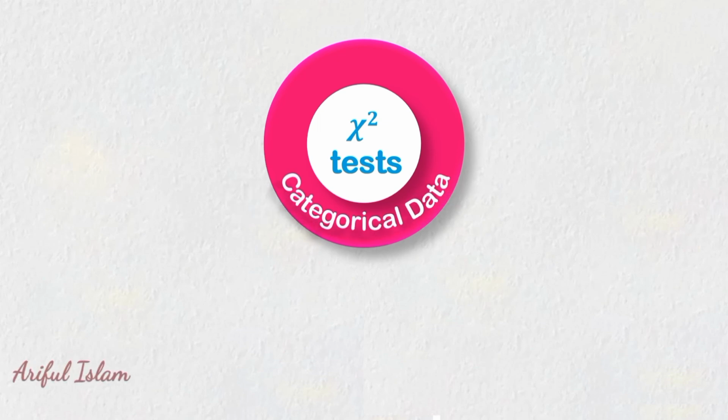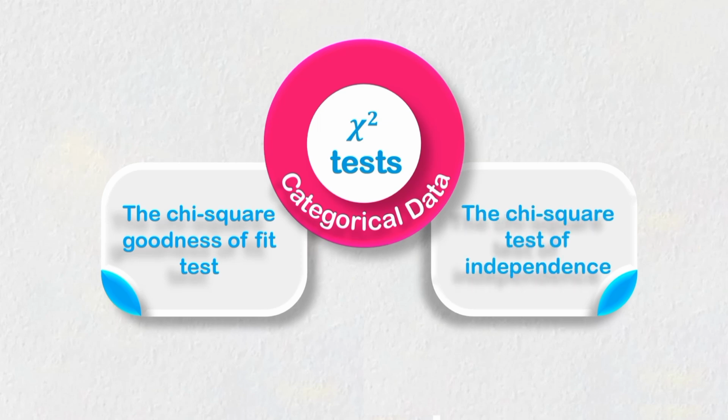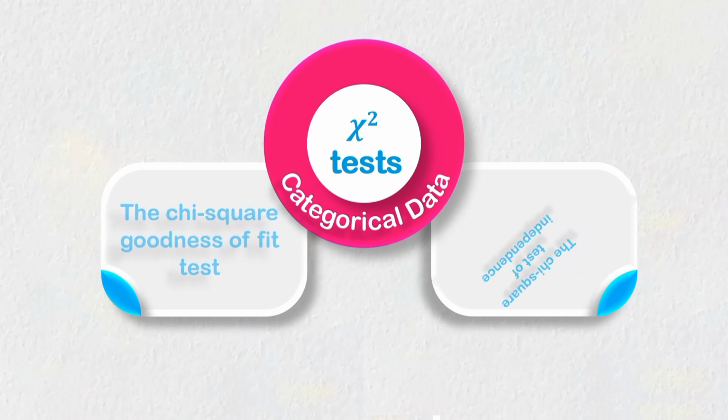Pearson's chi-square test is used to determine whether your data are significantly different from your expectation. There are two types of chi-square test: the chi-square goodness of fit test and the chi-square test of independence. Here we will discuss the chi-square goodness of fit test. It is used to test whether the frequency distribution of a categorical variable is different from your expectation.